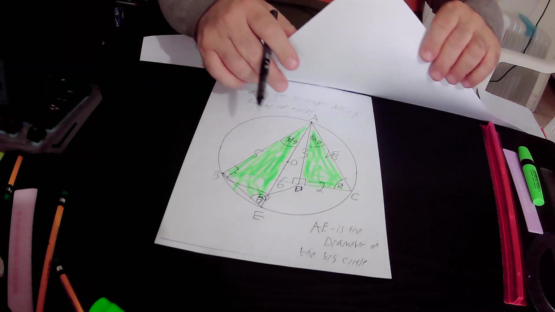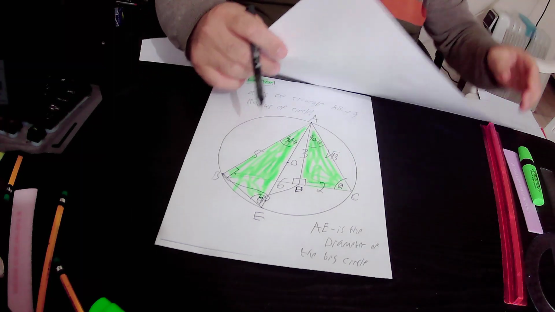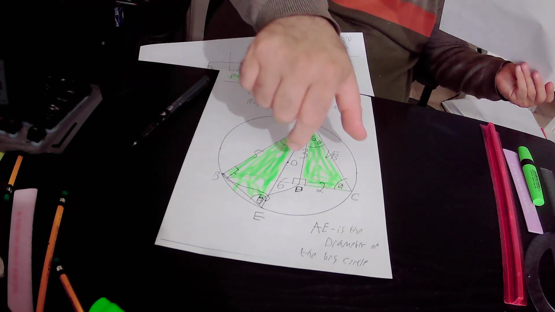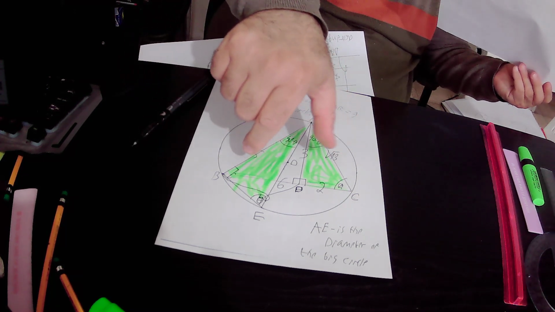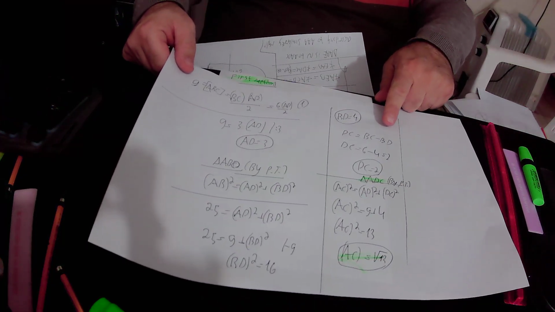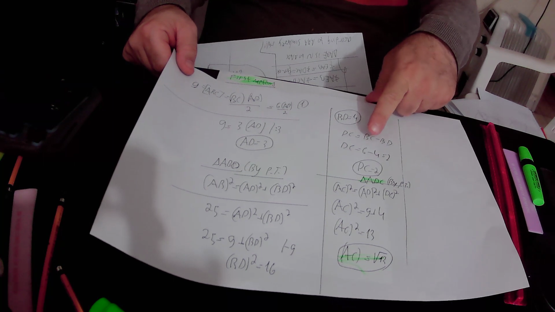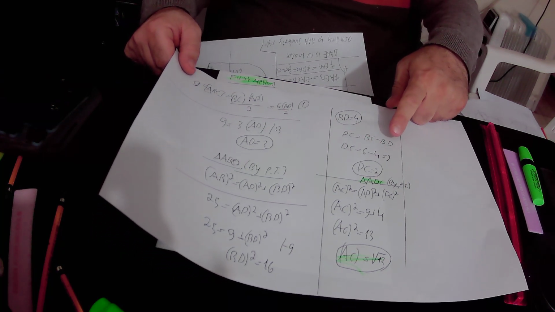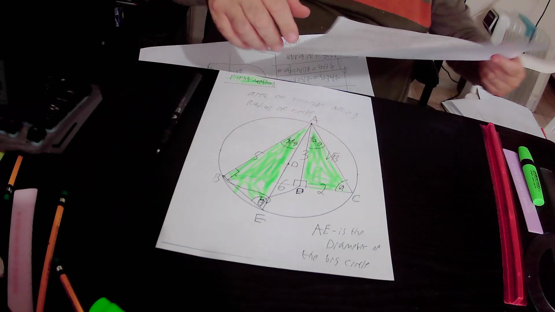And what is the value of DC? From the drawing it is very easy to see that DC equals BC minus BD. So DC equals BC, that is 6 units, minus BD, that is 4. So DC equals 6 minus 4, that is 2 units. So DC here equals 2 units.